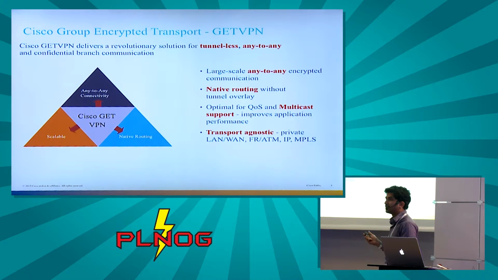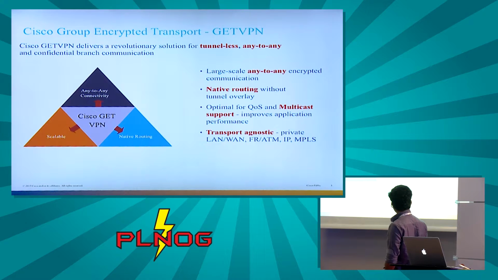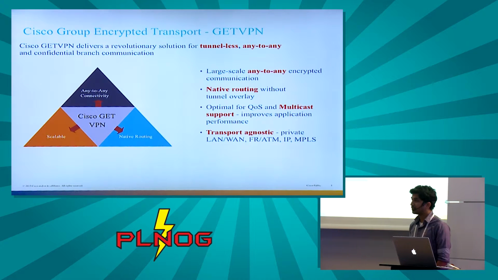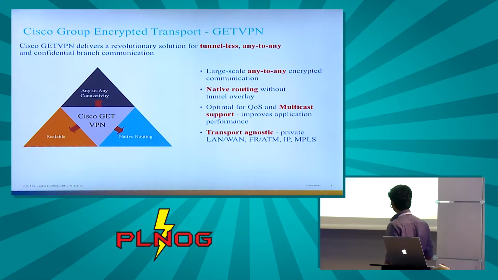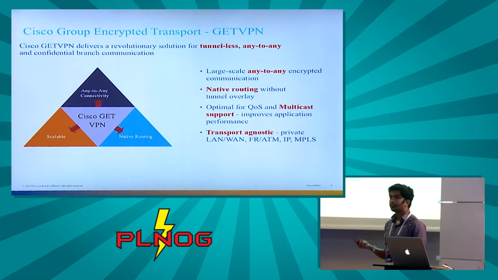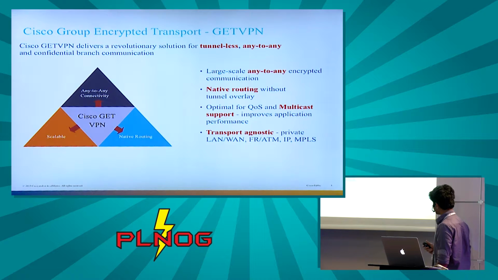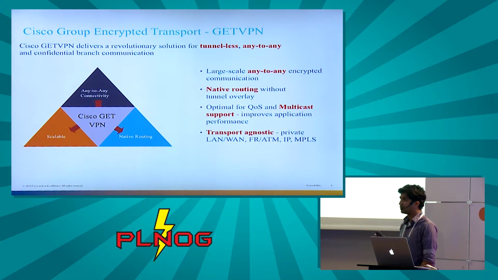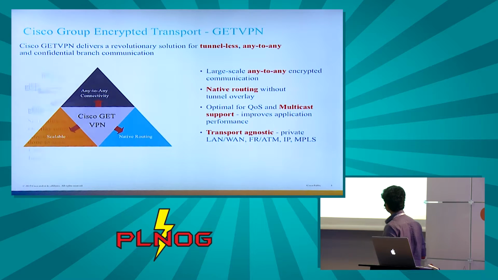So GetVPN makes use of native routing. How we do that, we'll see in just a while. Because we make use of native routing, we can make use of the underlying QoS that's deployed in the network. Also, we make use of the multicast replication that's provided by the private network. We'll be talking about MPLS a lot, but GetVPN can be deployed anywhere as long as you have any-to-any routing in place.